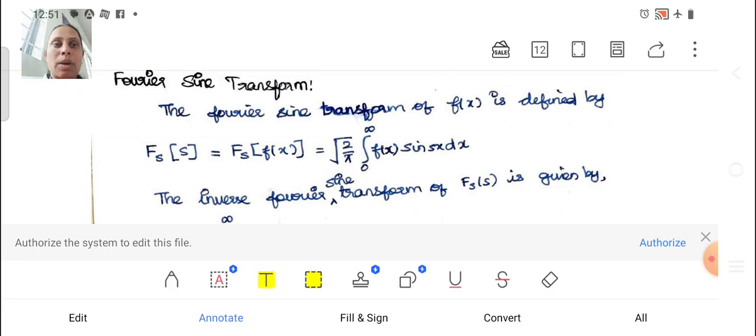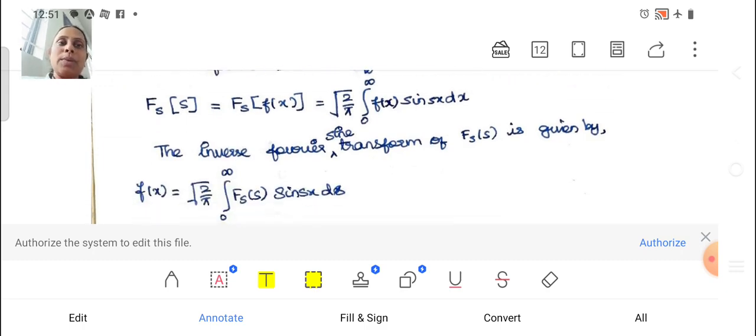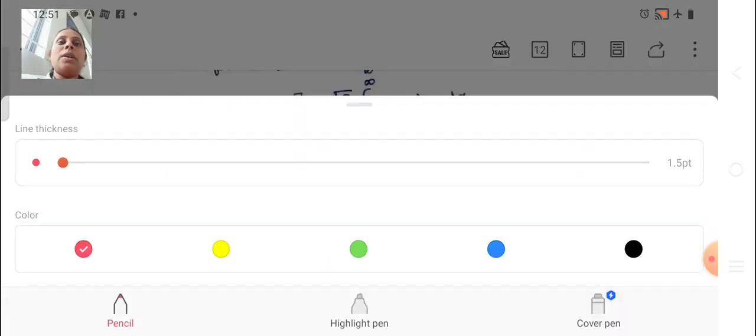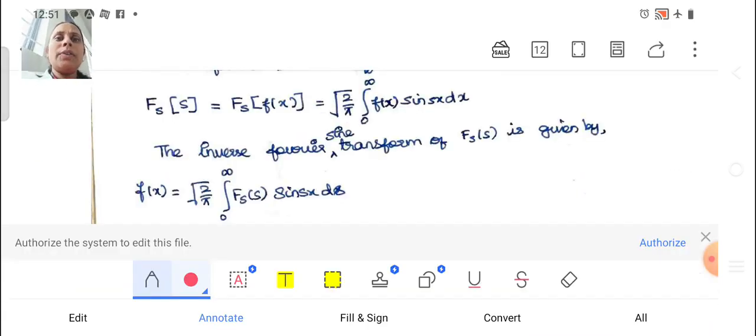The Fourier Sine Transform of f of x is defined by, since it is a sine transform, in the suffix we include s. So Fs of s equal to Fs of f of x equal to root 2 by pi, integral 0 to infinity, f of x sine sx dx. In the inverse Fourier sine transform, f of x is given by root 2 by pi, integral 0 to infinity, Fs of s sine sx ds. If it is a sine, we include s under the suffix. So this is the Fourier sine transform formula.